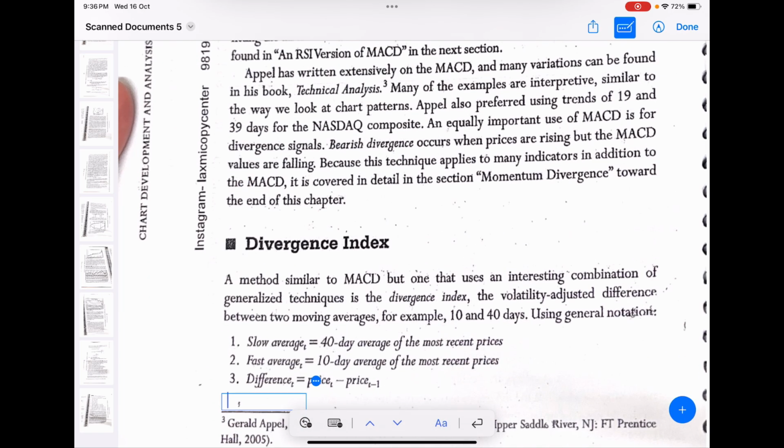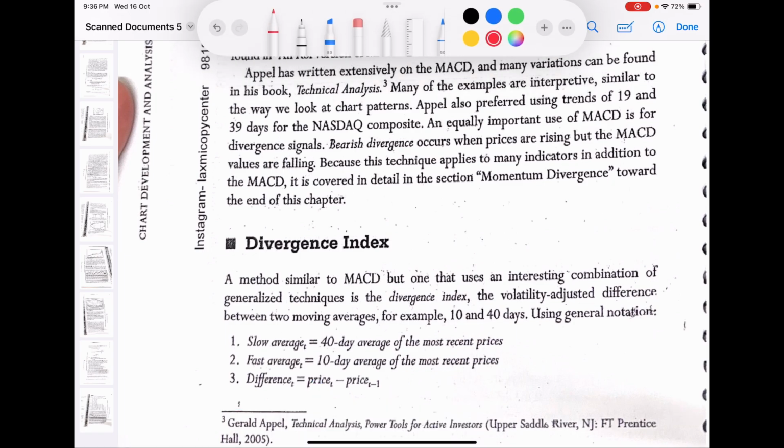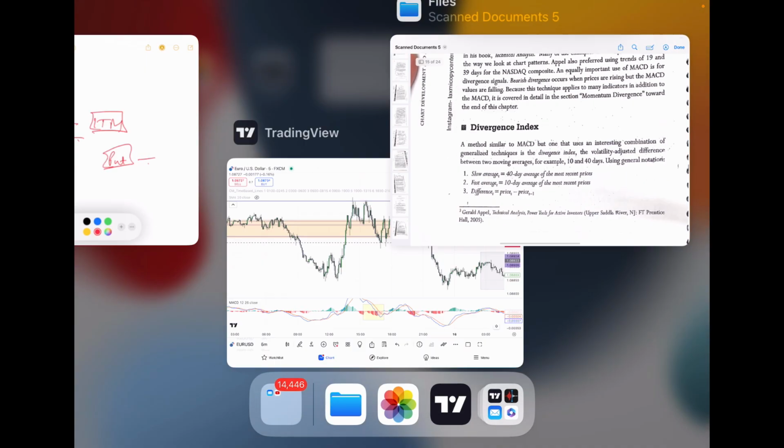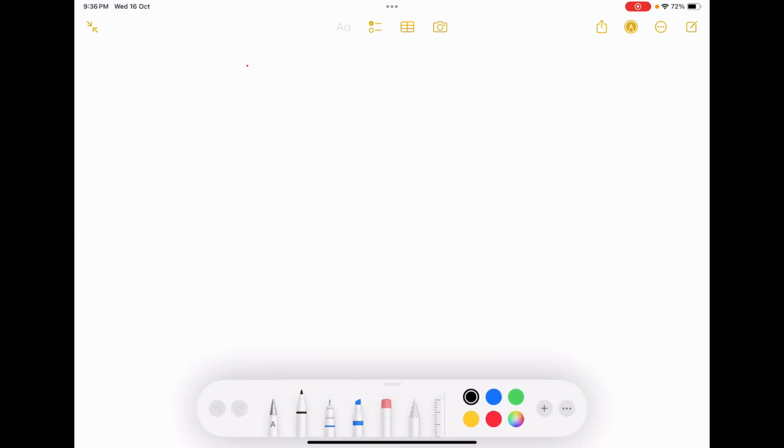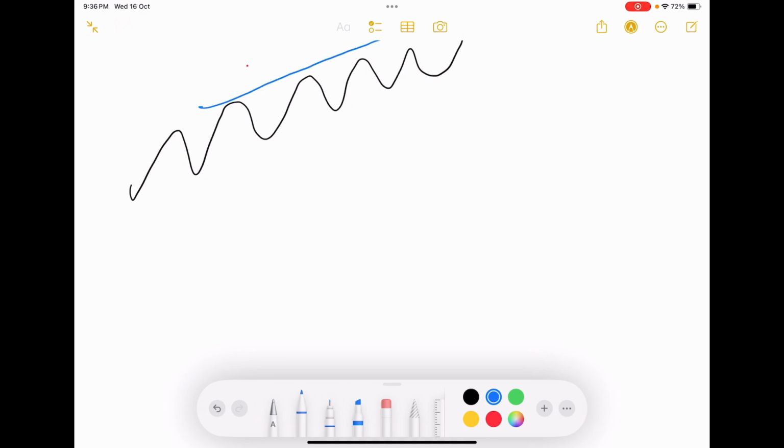Now, what is divergence? Let me just quickly explain to you what divergence is. If the price is moving like higher highs, higher lows, it's creating higher highs and higher lows, but the momentum is creating lower highs and lower lows, that means the uptrend is going to stop.